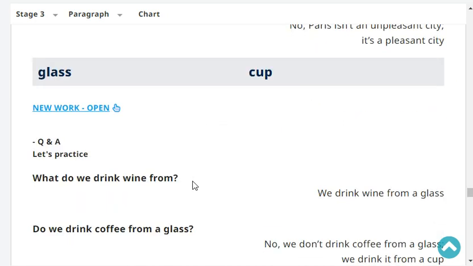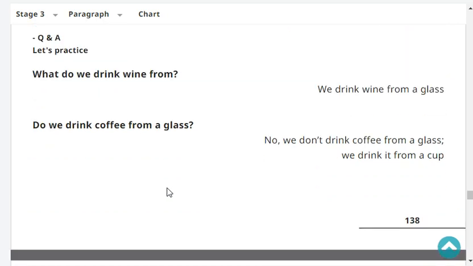Okay, so next. What do we drink wine from? We drink wine from a glass. Do we drink coffee from a glass? No, we don't drink coffee from a glass. We drink coffee from a cup.